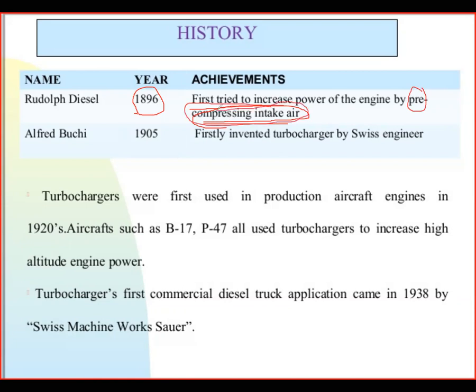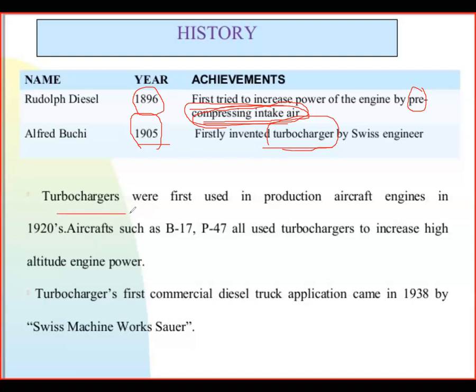It should get pre-compressed so that the pressure and temperature of that particular air increase. Then it is allowed to pass through and enter into the combustion chamber. Then the second proposal was in 1905. The turbocharger, this is what we are studying now. The turbocharger was introduced.